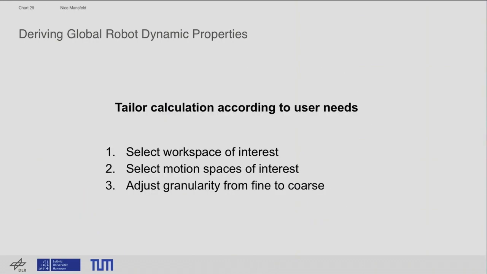Okay, so of course, when considering varying grids and all of these parameters, the computations can get quite complex. However, everybody can tailor these calculations to their needs. So we can select only a small workspace where the application shall be performed. We can select different motion spaces, and we can also adjust the granularity.